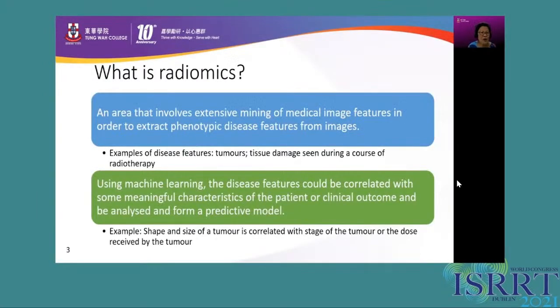What is radiomics? It is an area involving extensive mining of medical image features. Such features can be tumors, tissue damage during a course of radiotherapy. Using machine learning, the disease features could be correlated with some meaningful characteristic of a patient or clinical outcome and can be analyzed to form a predictive model.